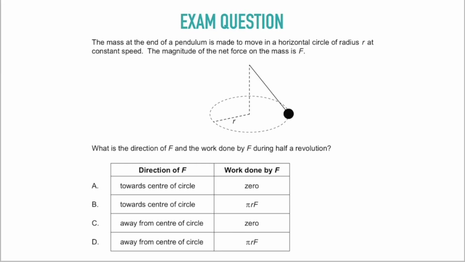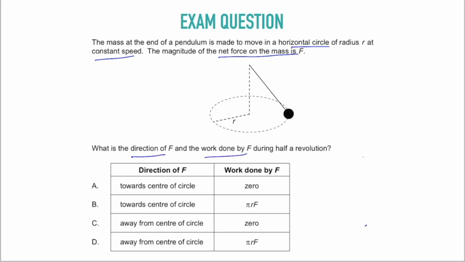Building on our weird fact about work done, let's have a look at this question here. Again, from paper 1, examined at both higher and standard level. The mass at the end of the pendulum is made to move in a horizontal circle of radius r at a constant speed. So horizontal circle, constant speed. The magnitude of the net force on the mass is F. What is the direction of F and the work done by F?